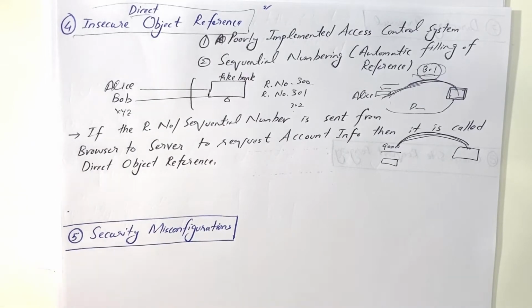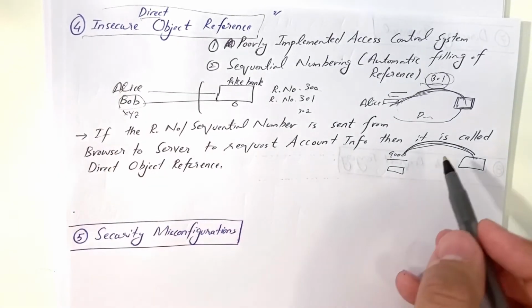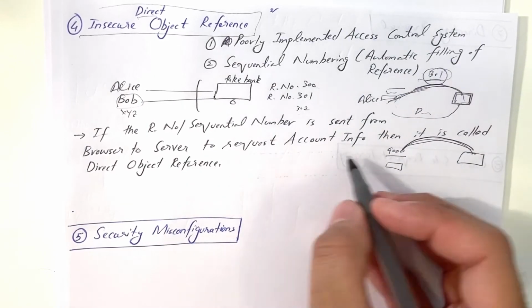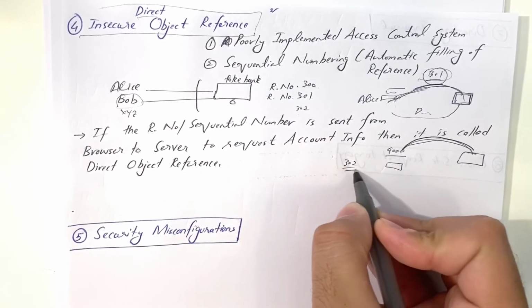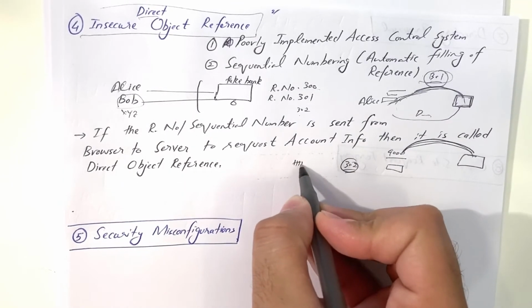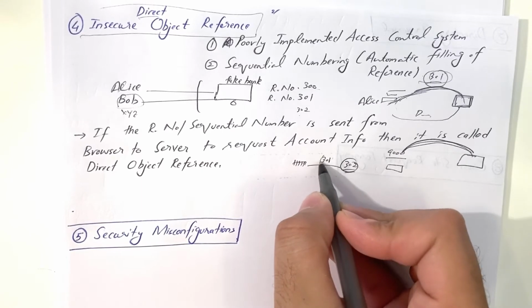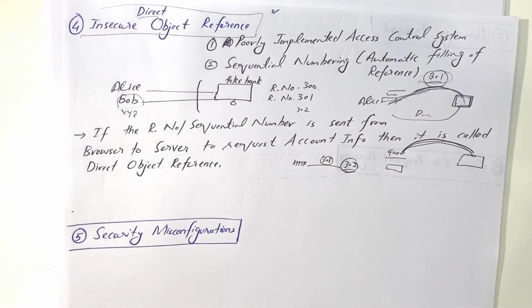Number two, let's assume that we have a poor access control method or system implemented. Then Bob can, if he knows the sequence, let's say he knows 302 might be XYZ, tamper with the HTTP URL and put 302 instead of his 301, and try to pull the data. Bob can actually get that person's information. That is called insecure direct object reference.